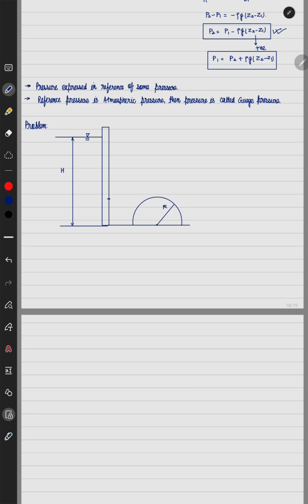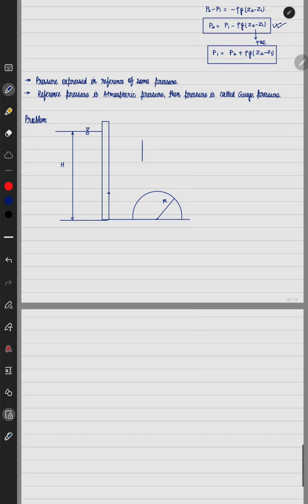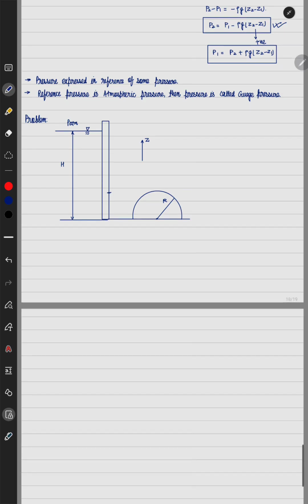So as we are decreasing in height, suppose this is the positive z direction and below is the negative z direction, and suppose this is P atm, and we are measuring the pressure at any point with respect to P atm. The pressure at any point is increasing as we go from top to bottom. Pressure at this location, let us say, is P1, then the pressure here will be larger, P2, and at the bottom it is larger still, Pn.